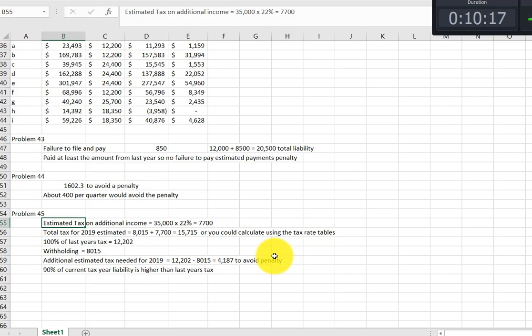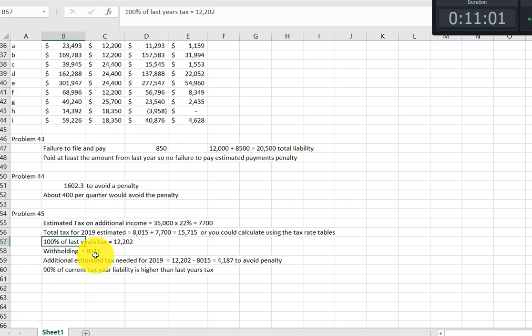Okay. And then problem 45 is kind of the scenario. They come to you, they've asked for your help in trying to figure out how much they need to pay to avoid the penalty. We got some additional income. They're in the 22% tax bracket. So if you look at kind of a rough estimate of what they would need, you could either use the tax rate tables, or you could just add the 7,700 onto the estimate they'd already given you. But both of those is going to be far more than last year's tax. So 100% of last year's tax would be 12,202. So we can avoid penalty by just paying up to the 12,202.